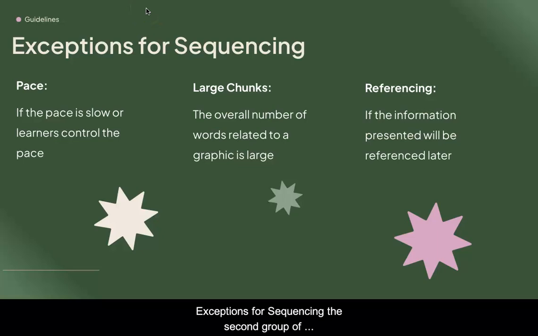Exceptions for sequencing. The second group of exceptions are generally related to the sequencing of information being presented. The three exceptions in this group are pace, large chunks, and referencing.